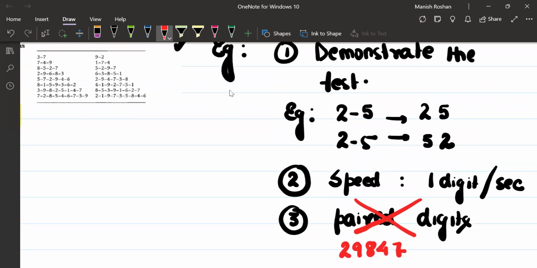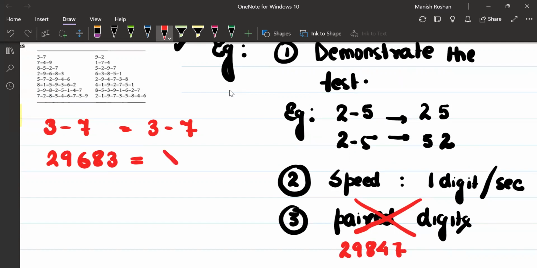or digit backward test. So how to do the test? For example, once you have demonstrated the test, you just start by saying 3, 7. The patient will give the answer 3, 7. Suppose the patient makes a mistake in 29683. So what you do is, if a mistake has been made, you repeat another sequence with the same number of digits. Here you can give another 5-digit sequence. And if the patient again makes a mistake, you stop there.